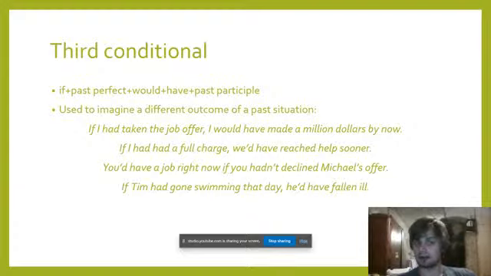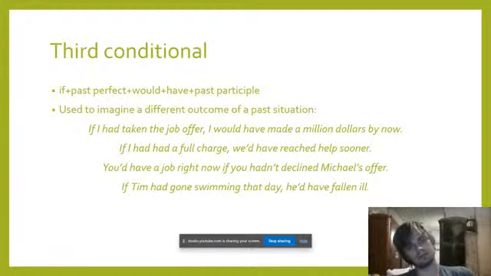And the third example is: you would have a job right now if you had not declined Michael's offer. So again, we have a job offer, but in this situation, the listener does not have a job, but they have been offered a job by someone named Michael, which they declined for whatever reason, and now they're just stuck without a job. And if they had taken it, that might have also been a chance for them to get out of unemployment.